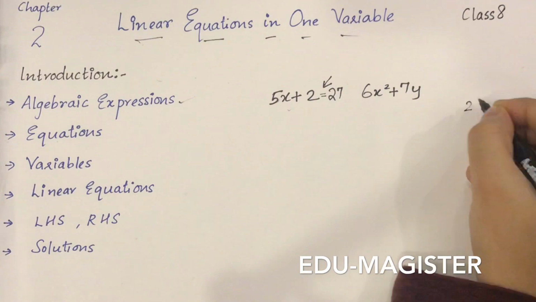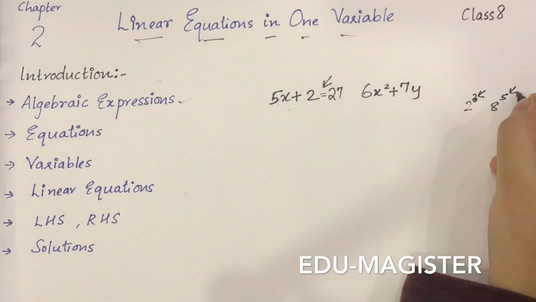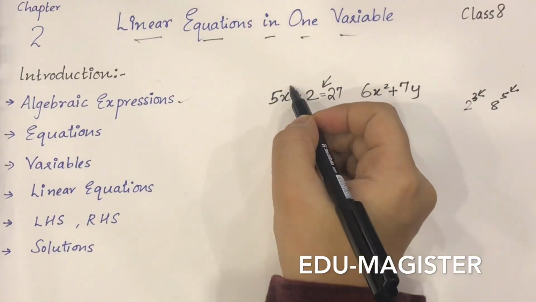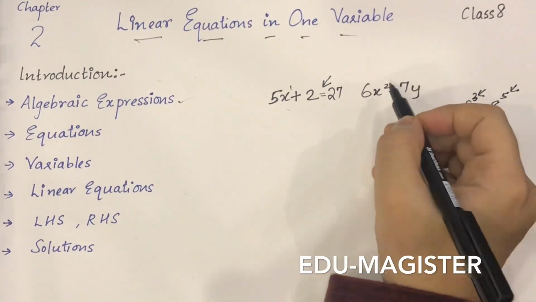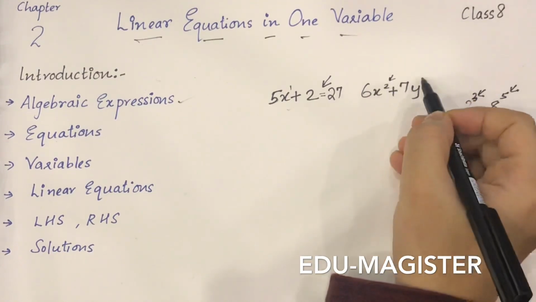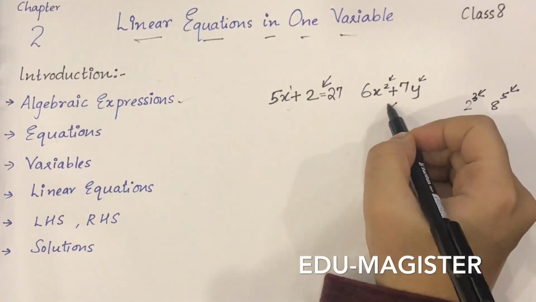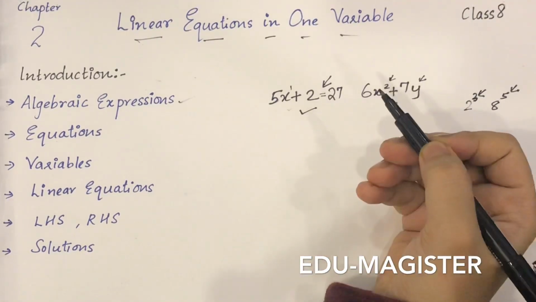For example, when I say 2 raised to 3, here 3 is the power. 8 raised to 5, 5 is the power. So in this case, the power of the variable is 1. So this is a linear equation. In this case, the power of the variable here is 2 and here it is 1. So the highest power here is 2. So this is not a linear equation. So we'll be dealing with equations of this type.